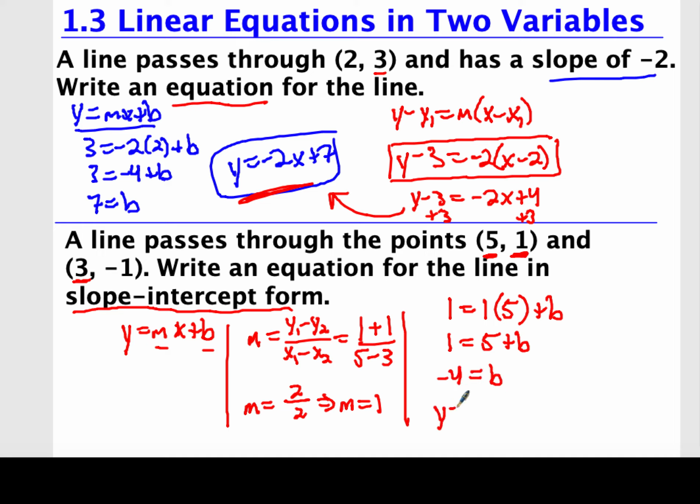Therefore, y equals slope of 1 times x minus 4. And we could verify very quickly as well. When you plug in 5, 5 minus 4 is 1. And when you plug in 3 from our other point, 3 minus 4 would have been negative 1. And both points seem to work. I hope that again helps you remember how to write the equation of a line, whether in slope-intercept or point-slope form.